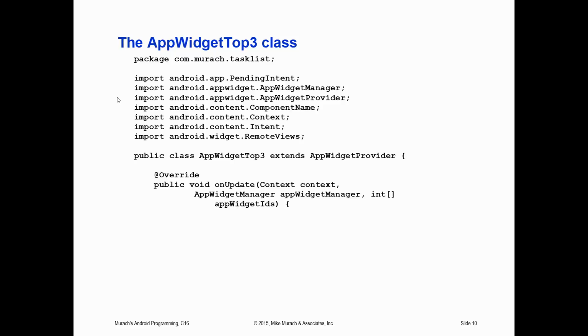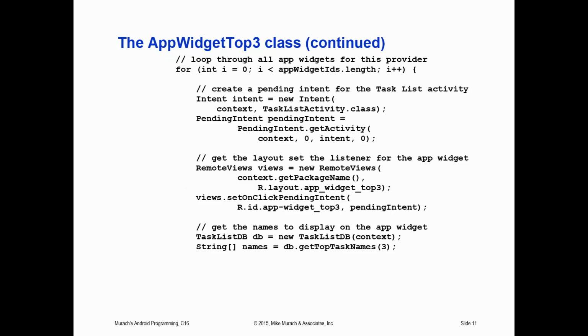The code begins by looping through all of the app widgets for the provider. This is necessary because a user can add multiple instances of a widget to the home screen. While you're inside of the loop, the first two statements create a pending intent for the task list activity, and the third statement creates a remote views object that stores the layout. Next, the fourth statement sets the listener for the widget, so clicking on it starts the task list activity, and the fifth and sixth statements use the TaskListDB class to get an array of task names.